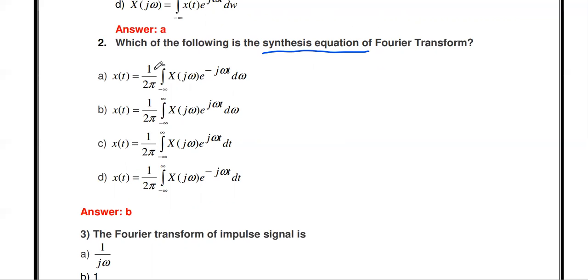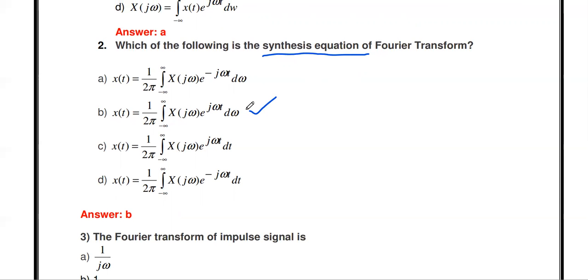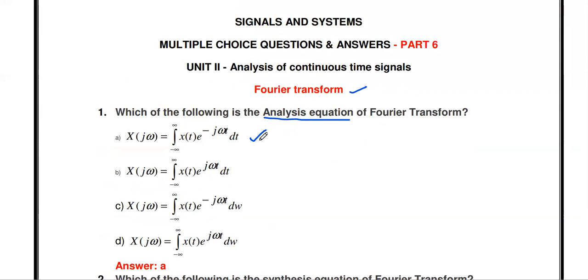You see, x of t equals 1 by 2 pi integration x of j omega e power minus j omega t d omega. This is not correct; minus j omega is not correct. The second one is correct: x of t equals 1 by 2 pi integration over minus infinity to infinity x of j omega e power j omega t d omega. We integrate with respect to omega. This is called the synthesis equation. Synthesis means the inverse Fourier transform equation, and analysis means the Fourier transform equation.